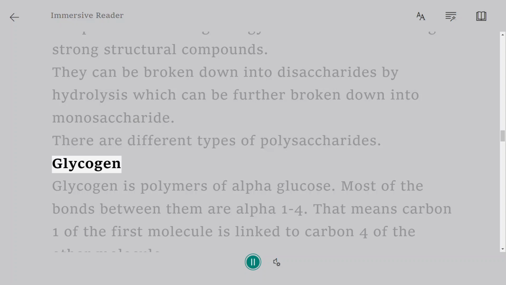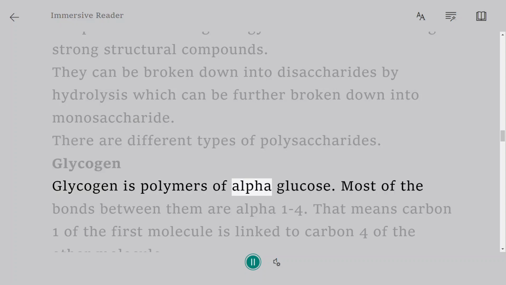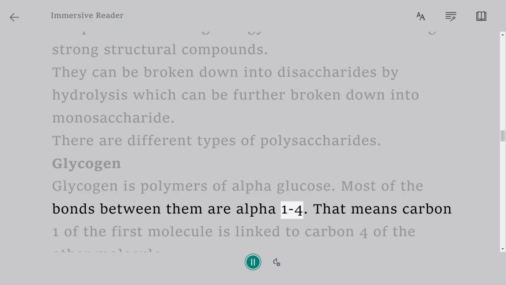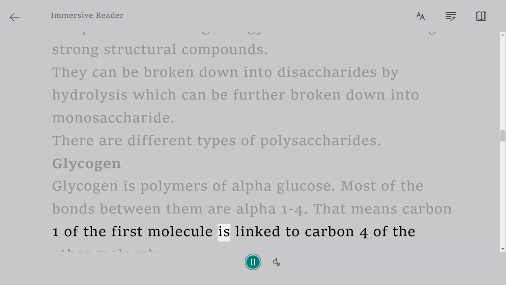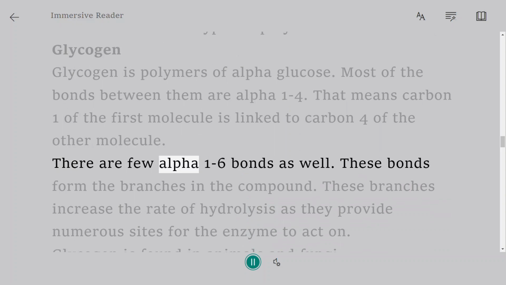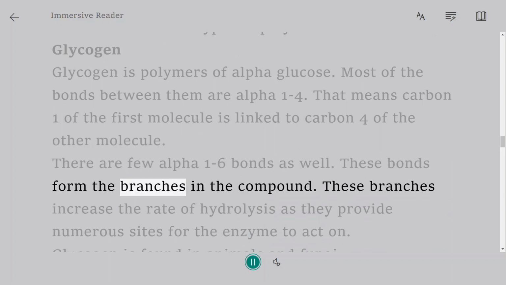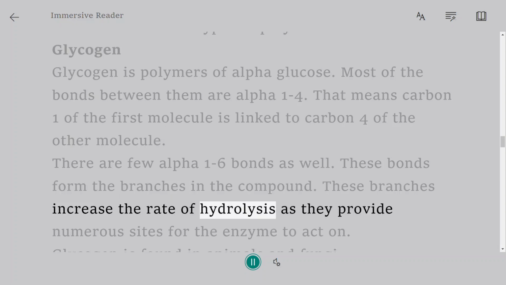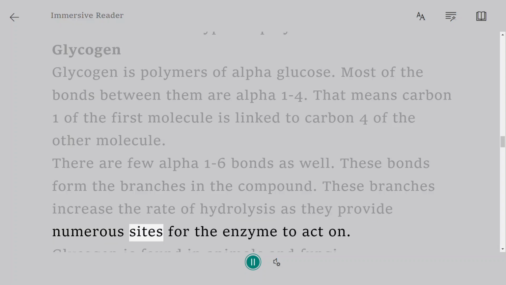Glycogen. Glycogen is a polymer of alpha glucose. Most of the bonds between them are alpha 1 to 4. That means carbon 1 of the first molecule is linked to carbon 4 of the other molecule. There are few alpha 1 to 6 bonds as well. These bonds form the branches in the compound. These branches increase the rate of hydrolysis as they provide numerous sites for the enzyme to act on.